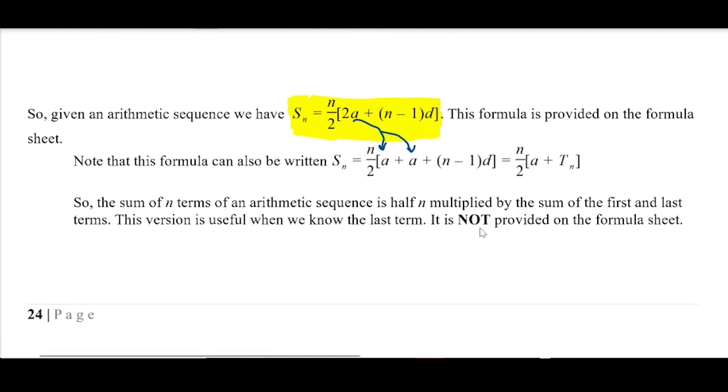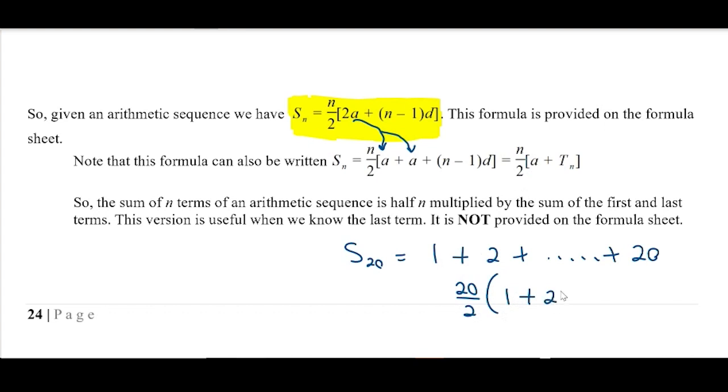So just to show you how that would work, remember when Gauss was trying to add up the sum of 20 terms, 1 plus 2 plus up to 20. What this formula says is you can just take the number of terms divided by 2 and then multiply that by the first term plus the last term. And what you see we get is 21 inside the bracket, and we get 10 outside the bracket, and we get the same answer that Gauss got, which is 210. This version is not supplied, this version is supplied. Let's try using it now.